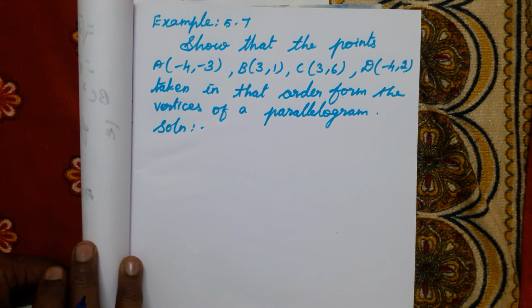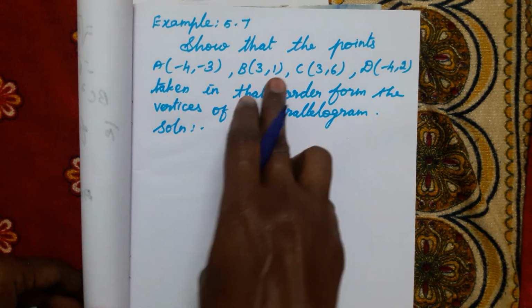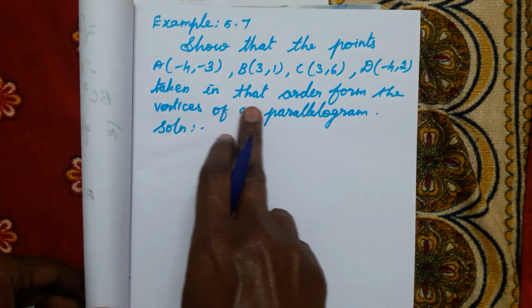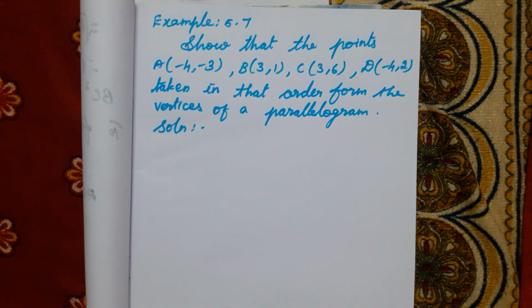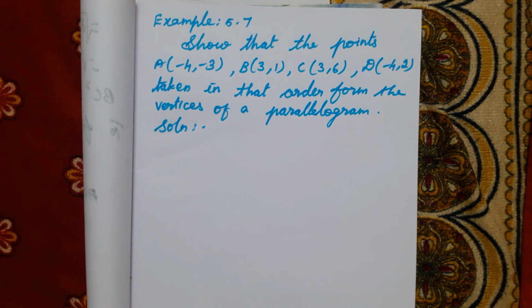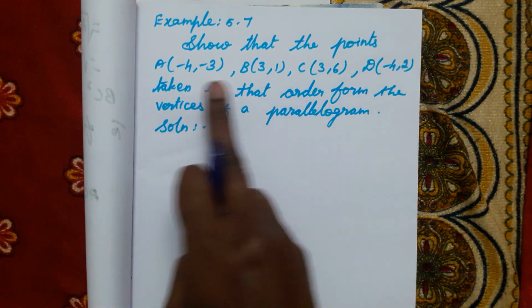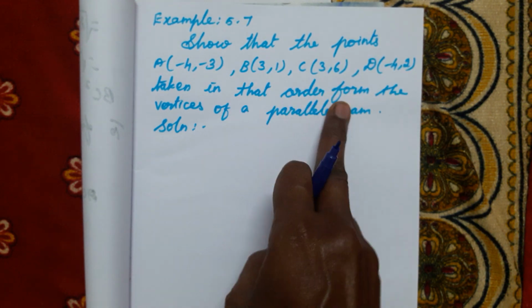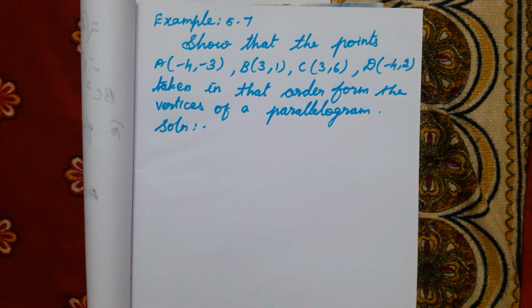Now I am going to explain example 5.7. Show that the points A, B, C, D taken in order form vertices of a parallelogram. In the previous class, I explained how to prove that points are collinear and that the given points form a right angle triangle. Now I am going to explain how to prove the given points form a parallelogram.